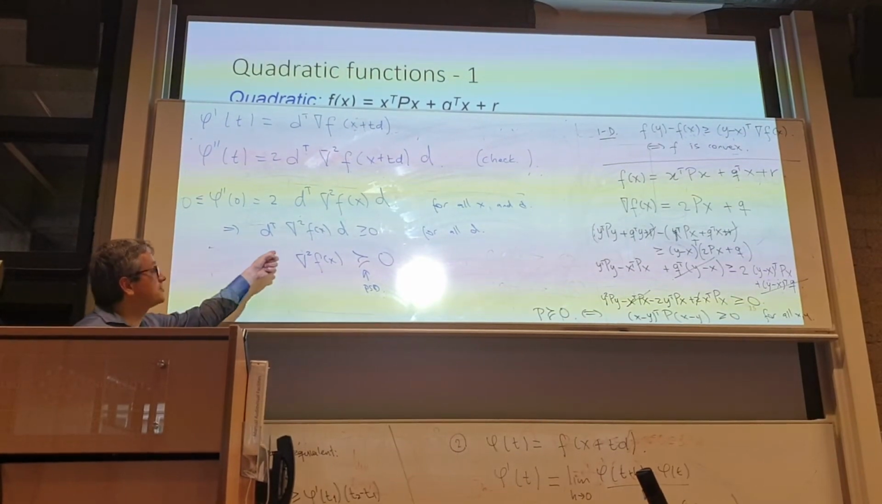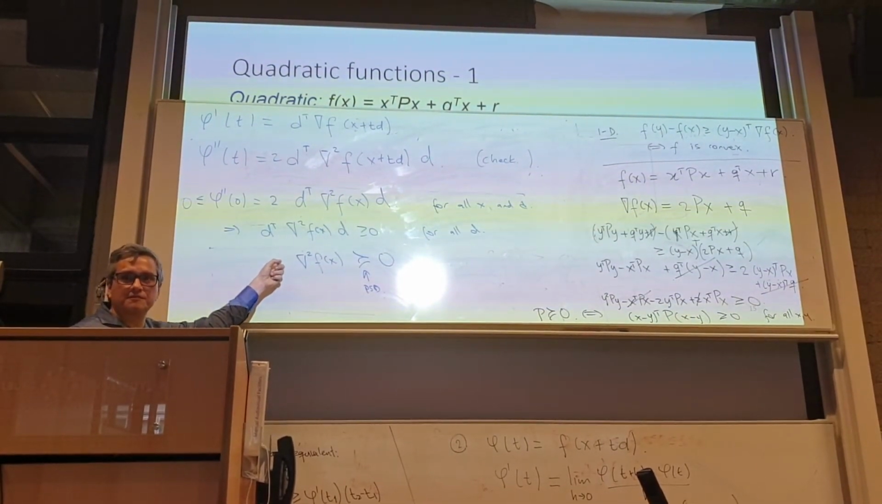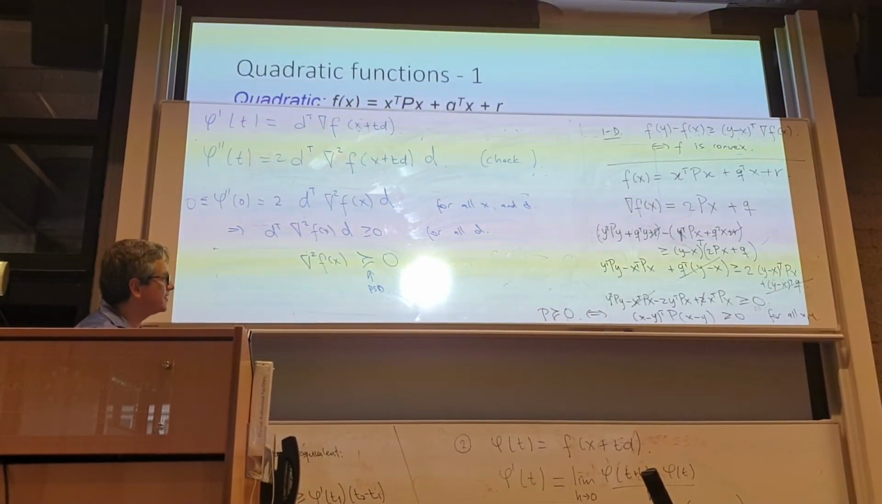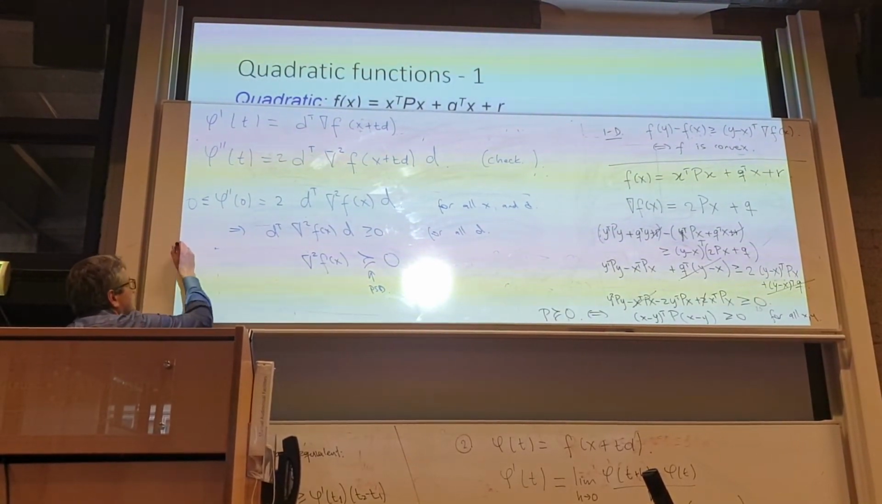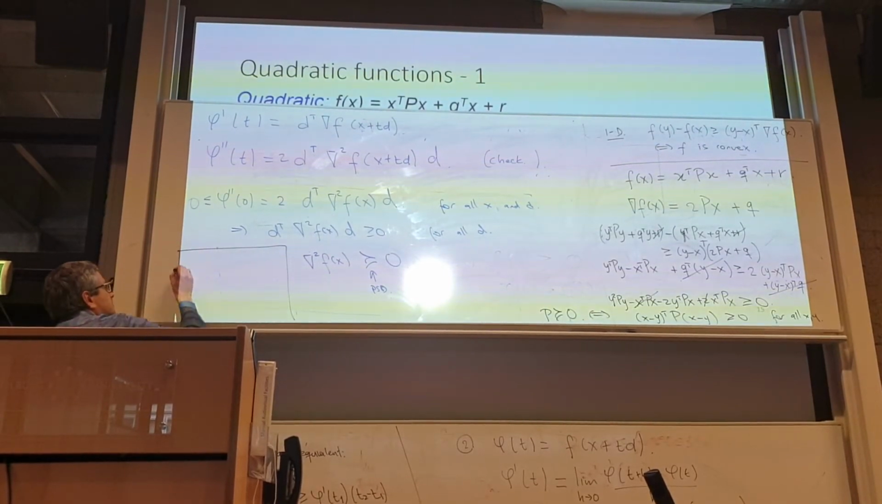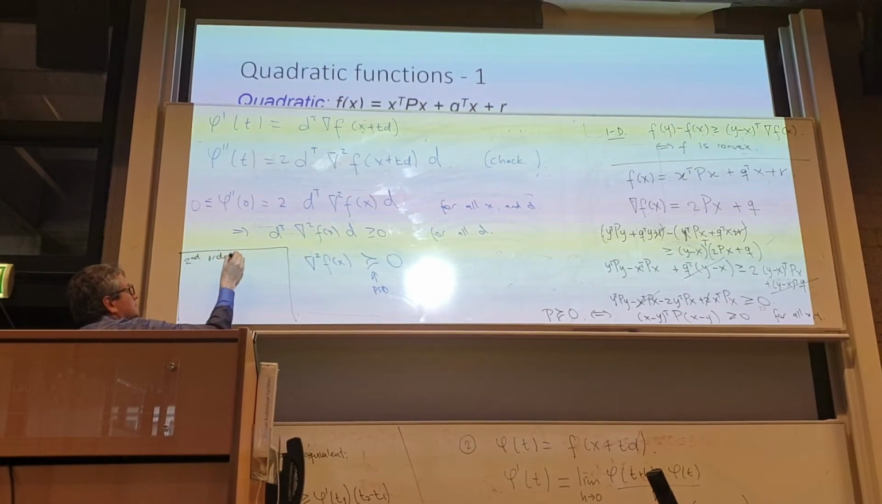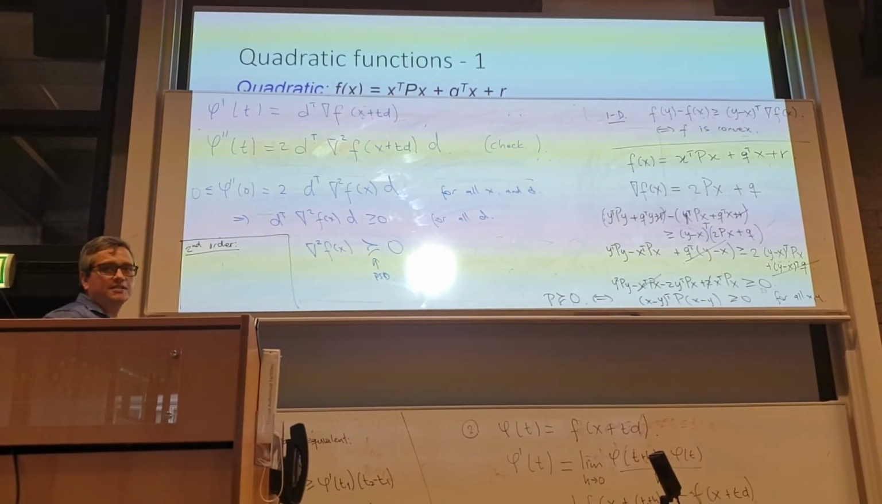Now, what happens when we use the Hessian one? That was the first order criterion. Let's use the second order criterion. What does the second order say?